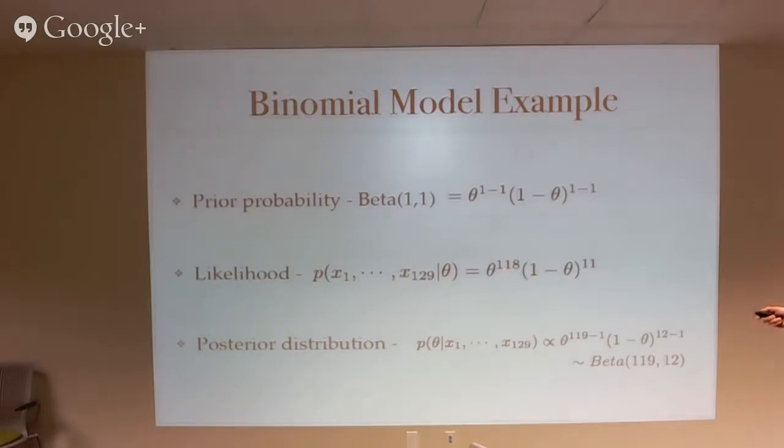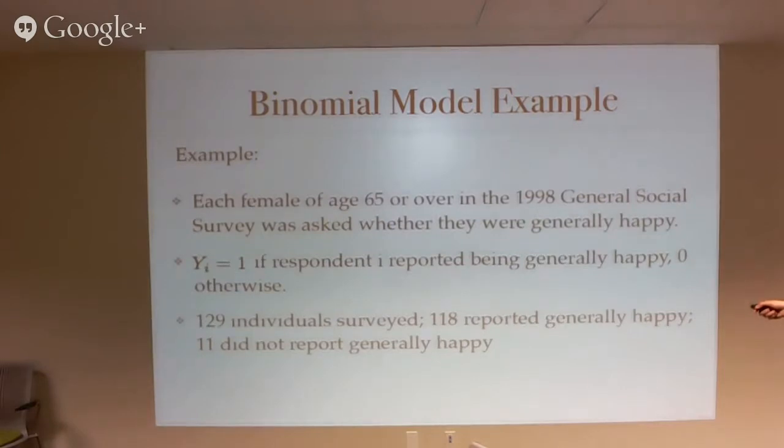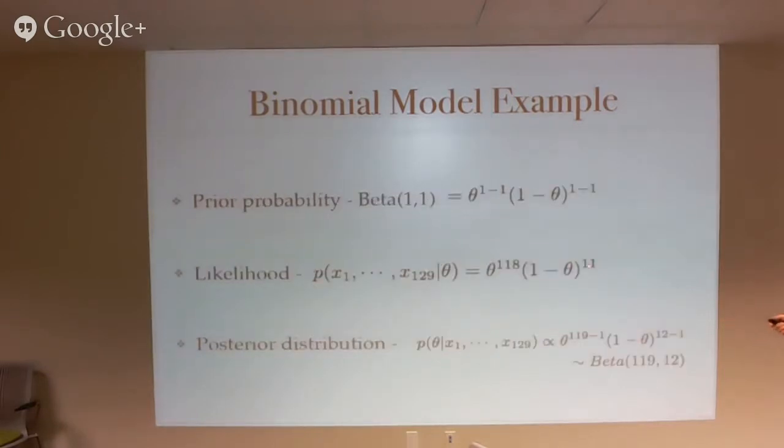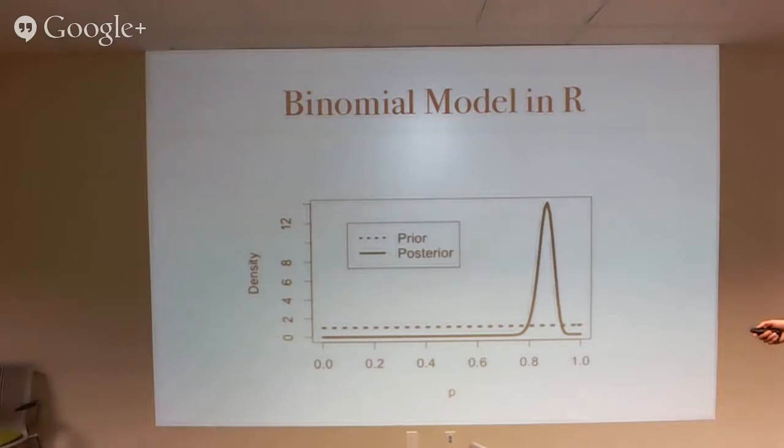Likelihood, we plug in the data, because the success we're interested in is 118, and 1 minus theta, which is not happy, is 11 people. And so the posterior distribution, we use the prior times the likelihood, and we get the beta distribution, which is 119, and the other one is, oh yes, 12. Okay, so we use R.